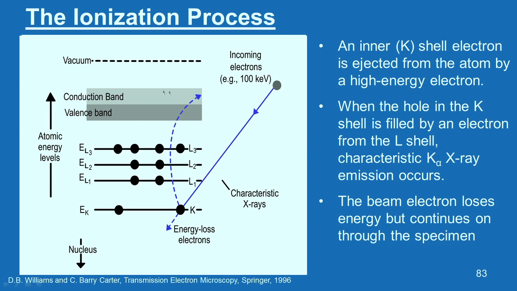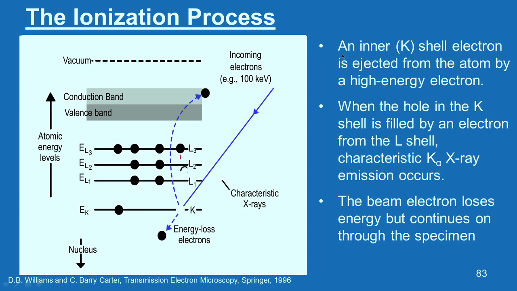So, let us look at this schematic. What is happening? You have the incoming electrons, which come and knock out an electron. In that process the energy gets lost, and then there is a transition from the upper shell to the lower shell. In this case it is L3 to K, and during that process you have the characteristic X-rays coming out. So, that is how you have to visualize this whole ionization process.